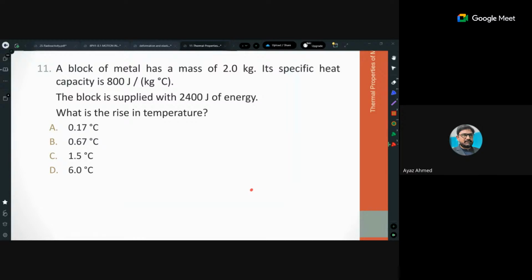Okay, a block of metal has a mass of 2 kg and specific heat capacity of this. The block is supplied with 24 kJ. What is the temperature rise? So I think it's quite easy, man. Just give me a second.